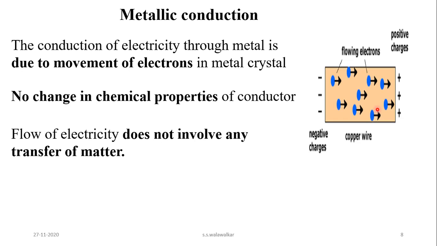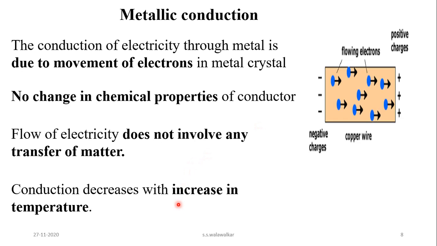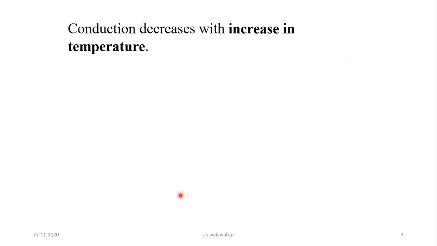And the conduction decreases if you increase the temperature, because the positive metal ions which are present in the metal crystal vibrate. When the temperature is increased, this vibration increases, and this vibration resists the flow of electrons. So conduction decreases with increase in temperature. Remember that conduction decreases with increase in temperature. So this is about metallic conduction.